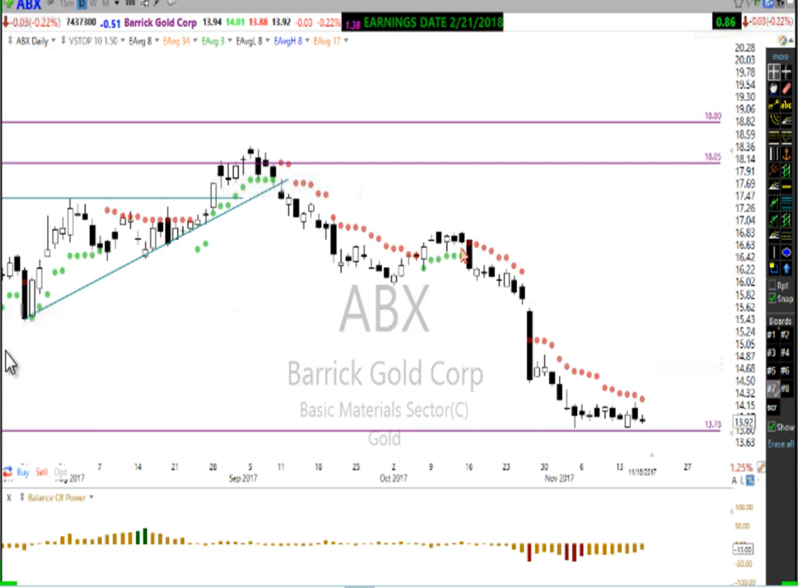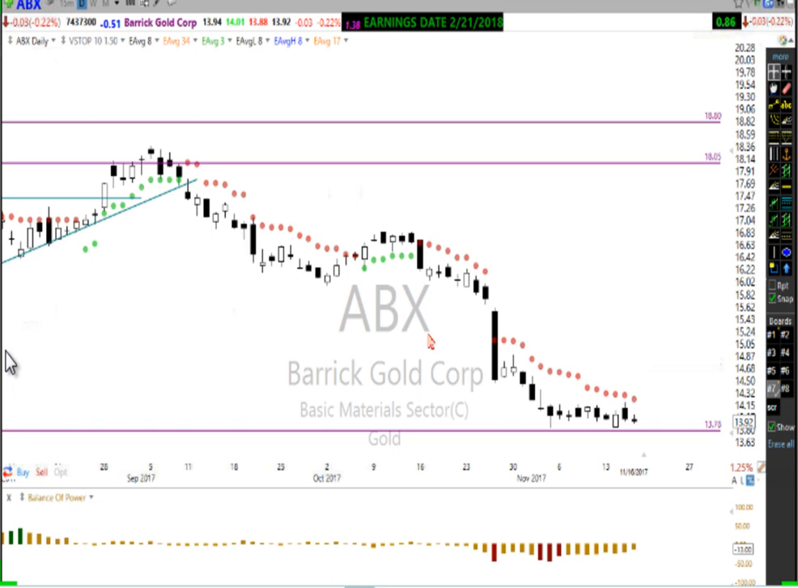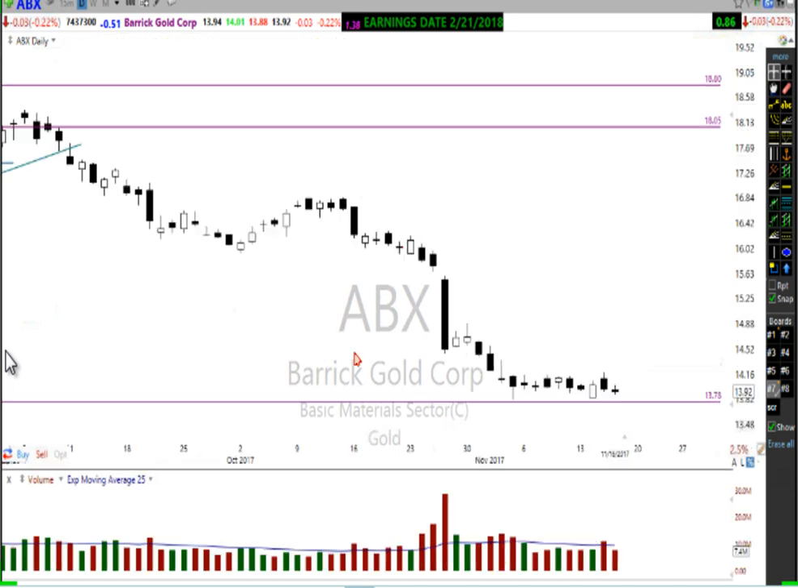So very, very simple. This is also, I'm going to go back to my naked chart here. This is also a pop out of the box down. Right there. There's another one right here. You guys see it? Pop out of the box down.